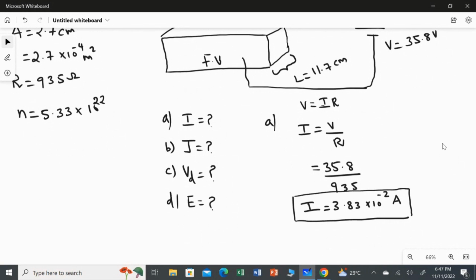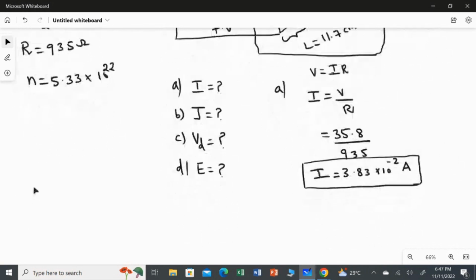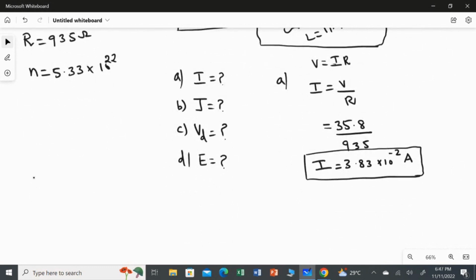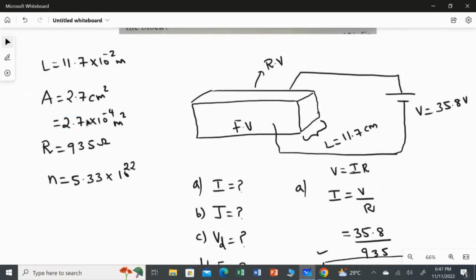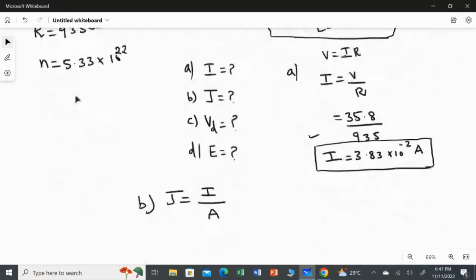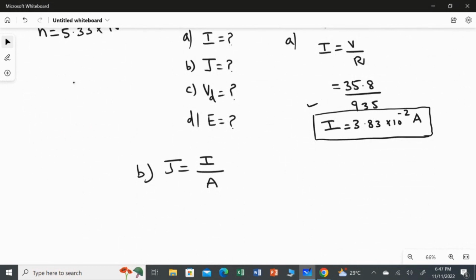The second question, we are going to find what should be the current density. We know the formula, current density is equal to I over area, right? This is the rule. We have the current value from the first part, and the area of the block is given, which is 2.7 multiplied by 10 power minus 4 meter square. So we have both values, so we can easily calculate the value of the current density.